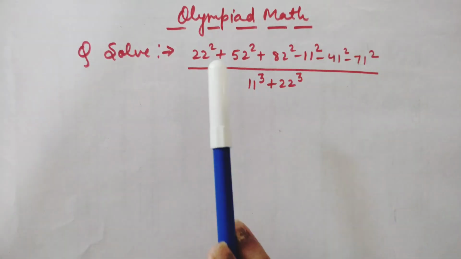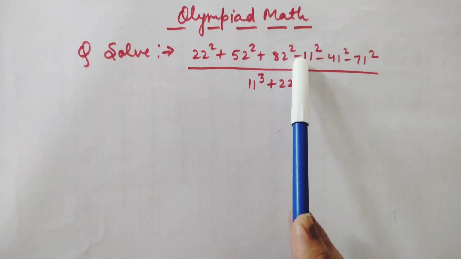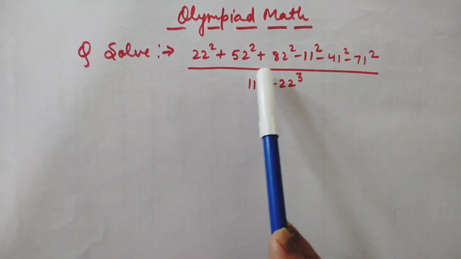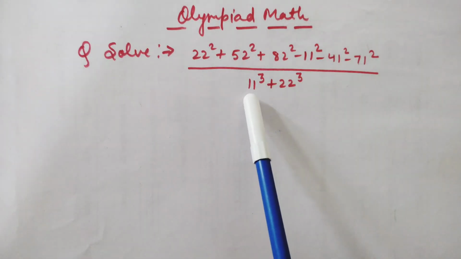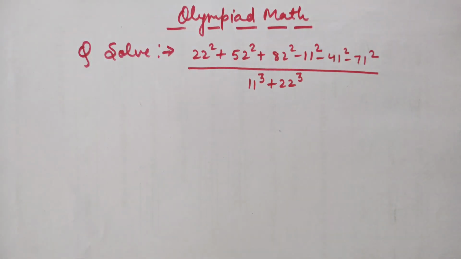In this question you can see the numerator is 22 square, 52 square plus 82 square minus 11 square minus 41 square minus 71 square, and the denominator is the cubic terms 11 cube and 22 cube. So how do we find the value of this? We are using just a trick in this question.